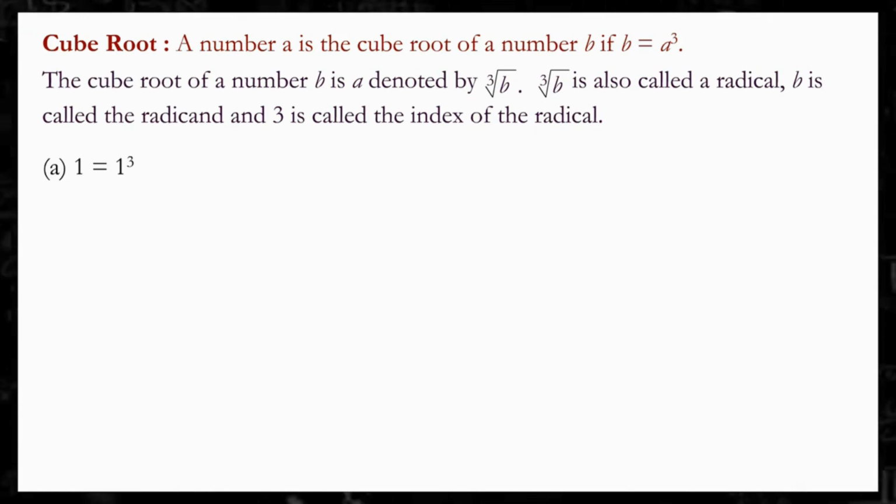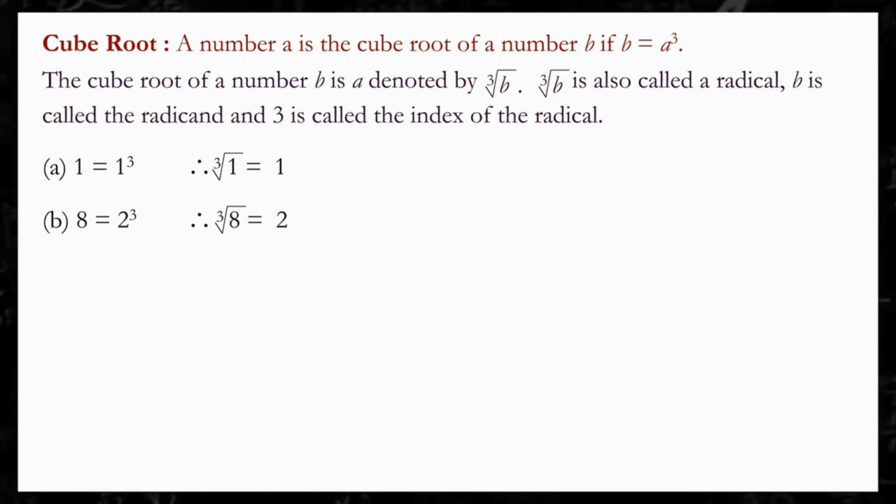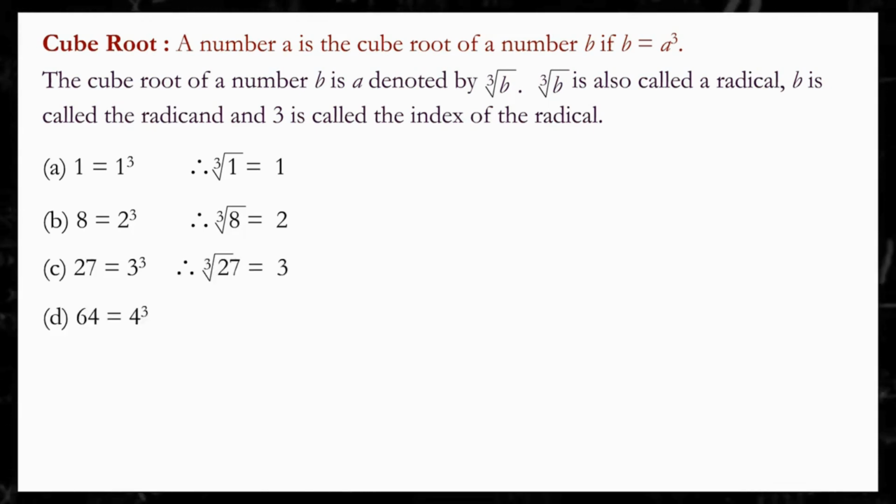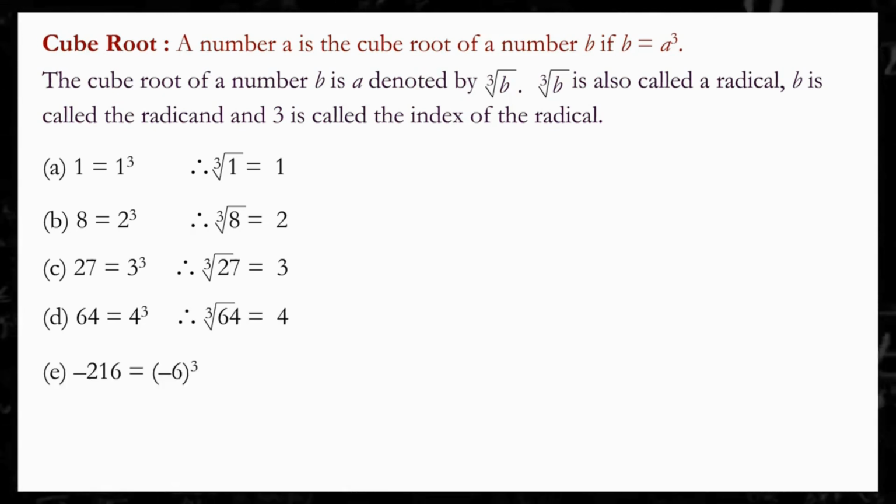A. 1 is equal to 1 cube. Therefore, cube root of 1 is equal to 1. B. 8 is equal to 2 cube. Therefore, cube root of 8 is equal to 2. C. 27 is equal to 3 cube. Therefore, cube root of 27 is equal to 3. D. 64 is equal to 4 cube. Therefore, cube root of 64 is equal to 4. E. Minus 216 is equal to minus 6 cube.